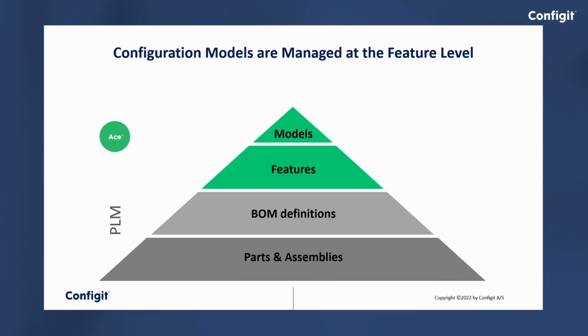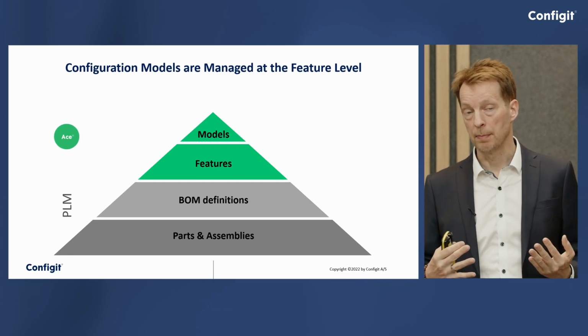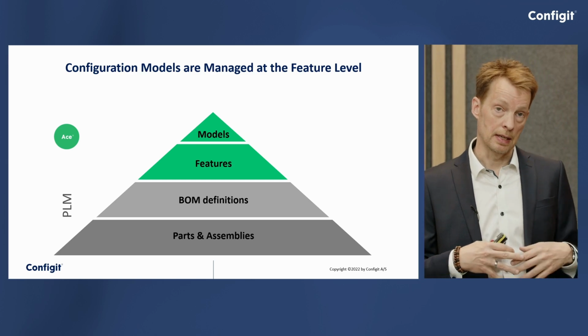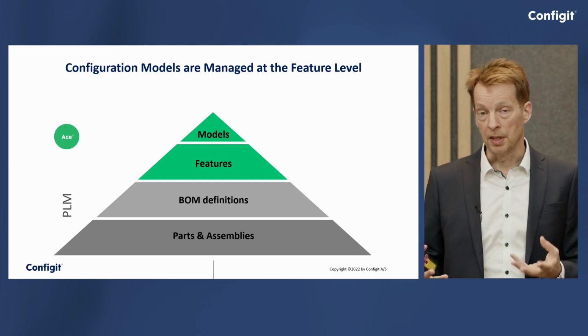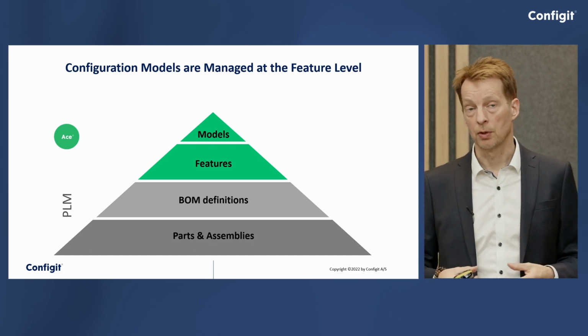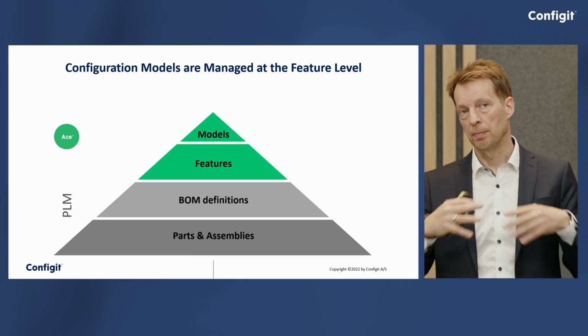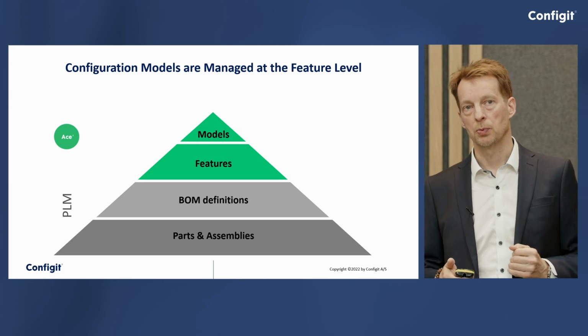Now, as you can see, there is this layering on the product. So at the bottom, we have the individual parts and assemblies that are the physical elements that make up the product. They get organized within the bill of material. The bill of material will have variability in it. It will be a super BOM when it's a configurable product. And on top of that, we have the features, and the features then are being used in the product models. So that's sort of the hierarchy as we see.